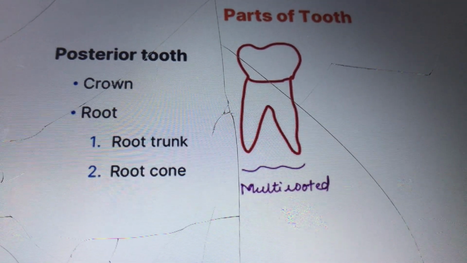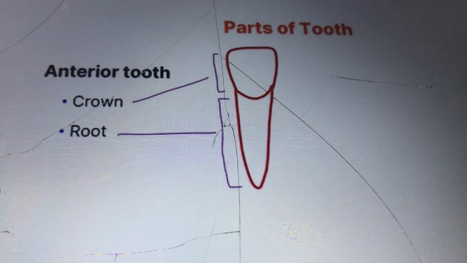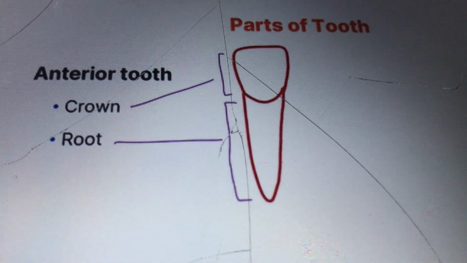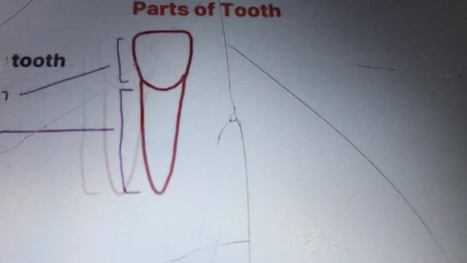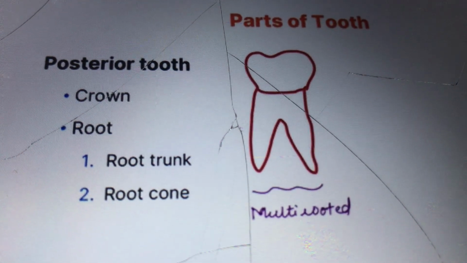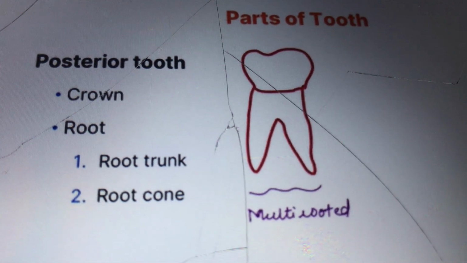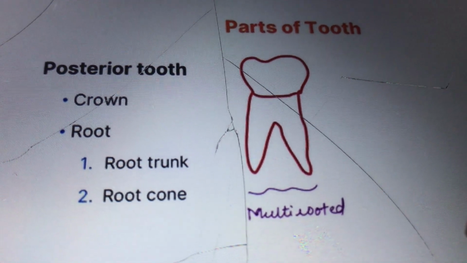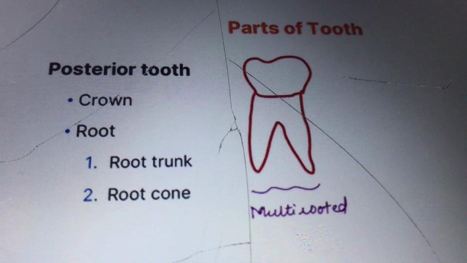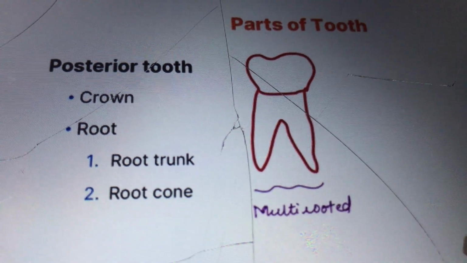They'll have two roots, but if you see your anterior teeth, they are single-rooted teeth. Some of the anterior teeth do have two roots, but that is in a rare situation. But posterior teeth are multi-rooted teeth. So premolars have two roots, so bifurcated, and molars usually have three roots, especially your maxillary molars. Mandibular molars have two roots.